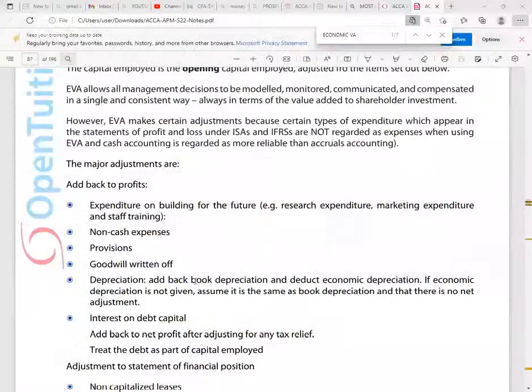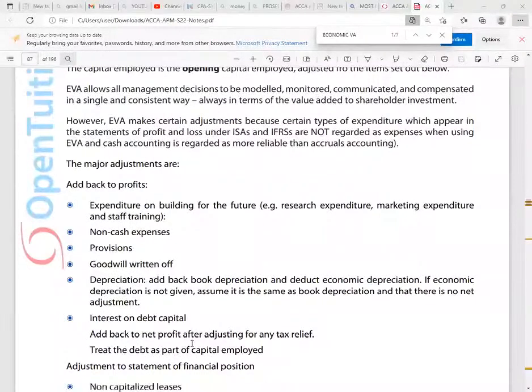This is what the examiner is telling you: add back book depreciation and deduct economic depreciation. If economic depreciation is not given, assume it is the same as book depreciation and that there is no net adjustment.